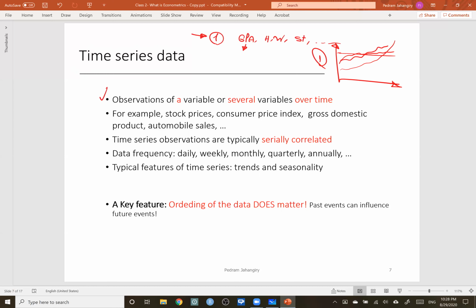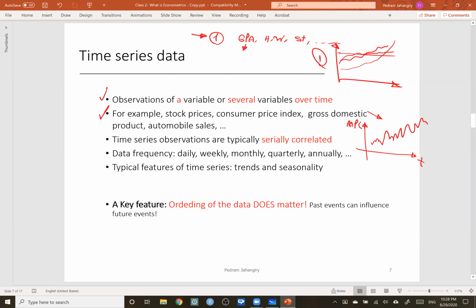Okay, for example, stock prices, consumer price index, GDP, gross domestic product, automobile sales. And this is what you see all over the news. If you watch CNBC, for example, you're going to look at the Apple stock price. So going up and down, up and down. So this is an example of time series. So what is the price of one company over time?